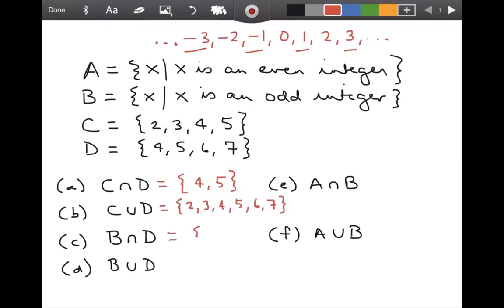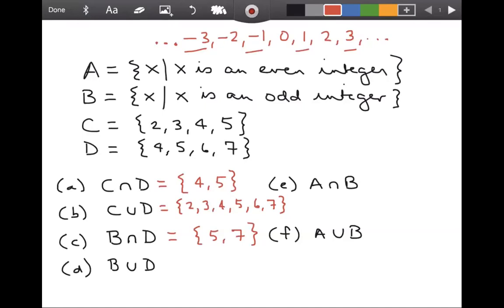And that would be my answer. B intersect D is 5 and 7. Which brings us to B union D. So this set is going to be a little tricky to write. So we're looking for everything that is either an odd integer or one of the numbers 4, 5, 6, or 7.